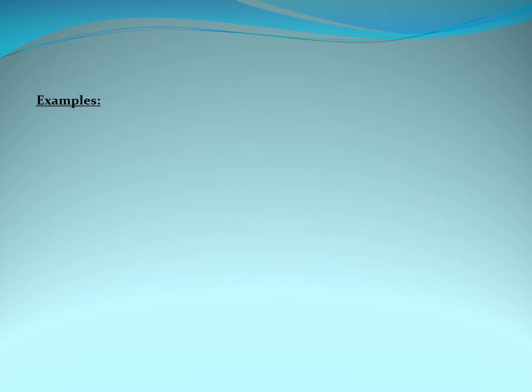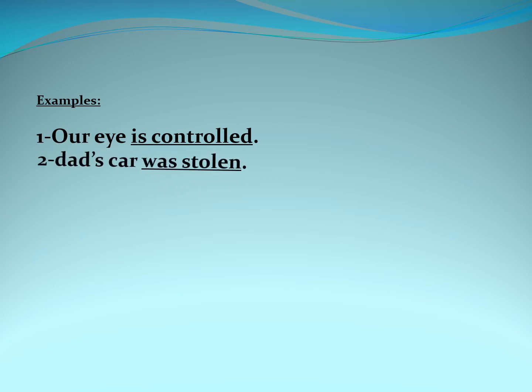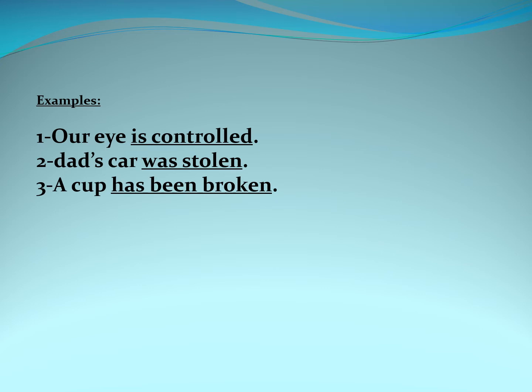Now, let's have more examples. Number 1, our eye is controlled. Of course, it is controlled by something. Example number 2, Dad's car was stolen. Of course, it was stolen by someone. Number 3, a cup has been broken. And number 4, her eyes will be protected. Now let's move to the rule.